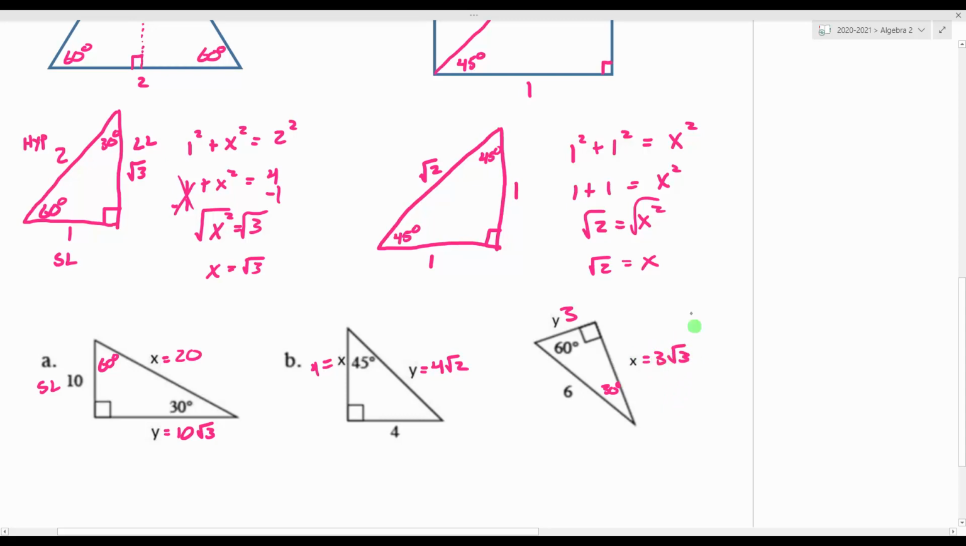All right, and you can leave your answers just like this. This is what's called radical form. Just leave it with the square root. This is our exact answer. So you can leave your answers in exact form for these, and that makes these problems super quick.